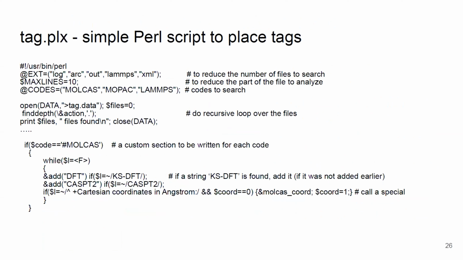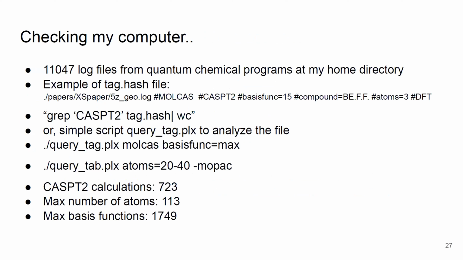We have to find some files which look like outputs and search for some keywords which we know. Of course, they will be program specific, to, for instance, pick up information about geometry and so on. So this is an example of how this script looks.